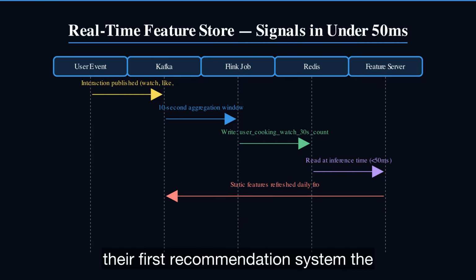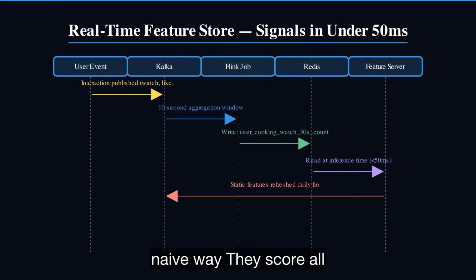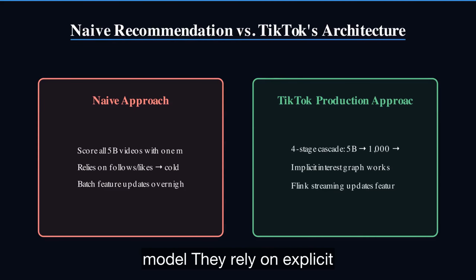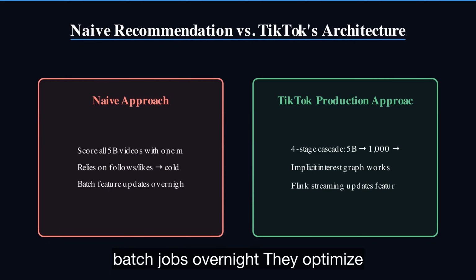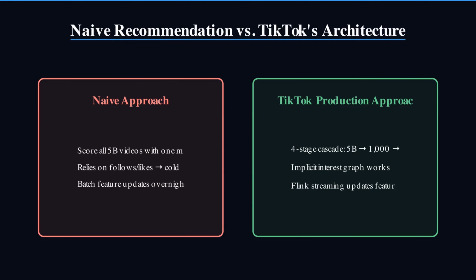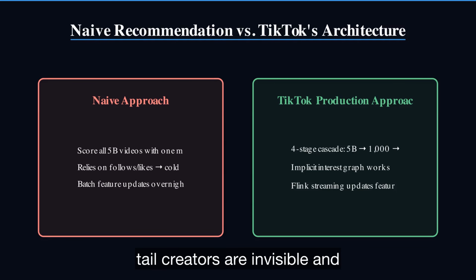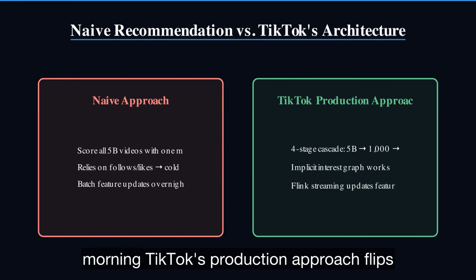Most engineers build their first recommendation system the naive way. They score all available content with one big model. They rely on explicit likes and follows as signals. They update user profiles in batch jobs overnight. They optimize for a single engagement metric. The result, cold start takes weeks, popularity bias dominates, long-tail creators are invisible, and the feed feels stale by morning.